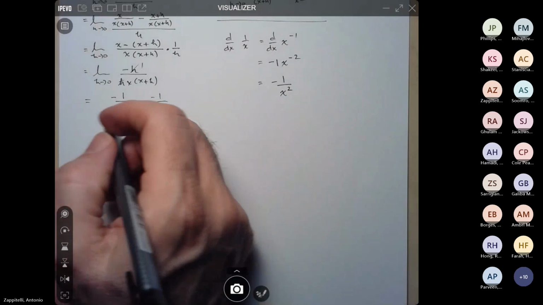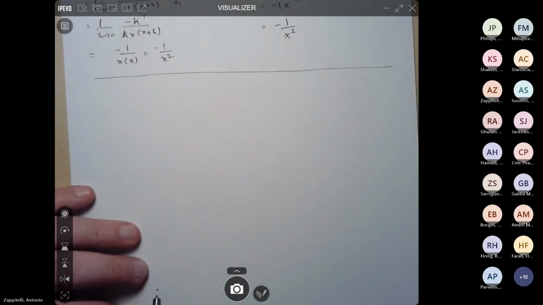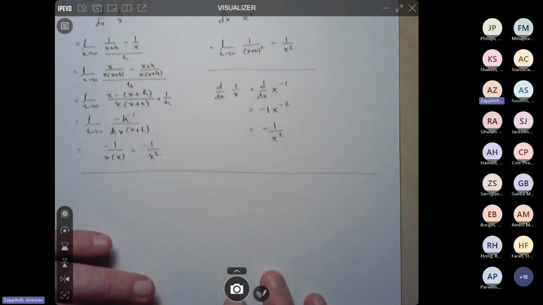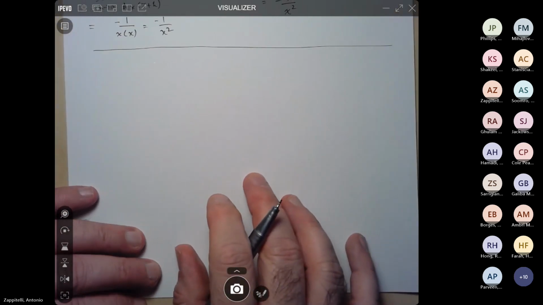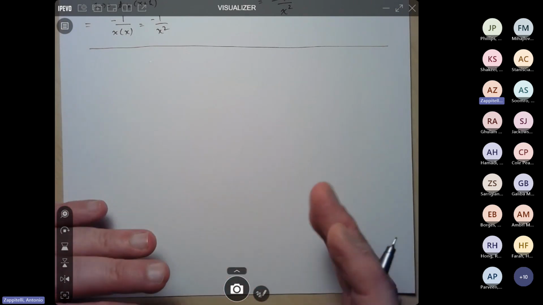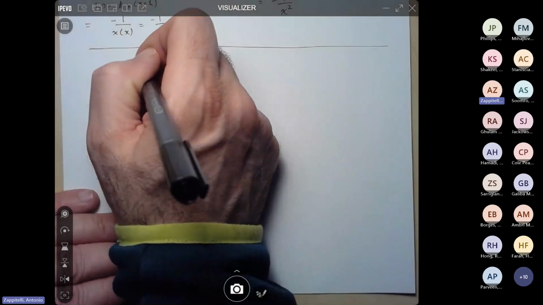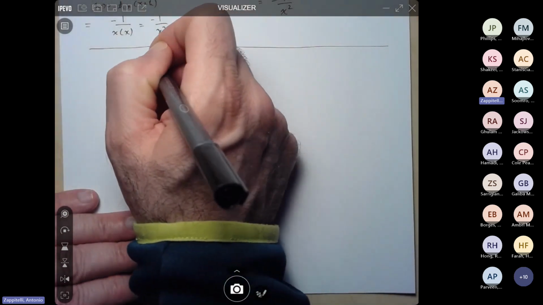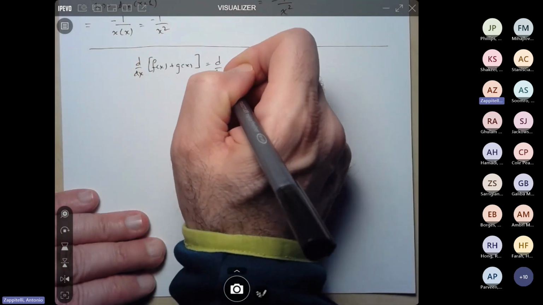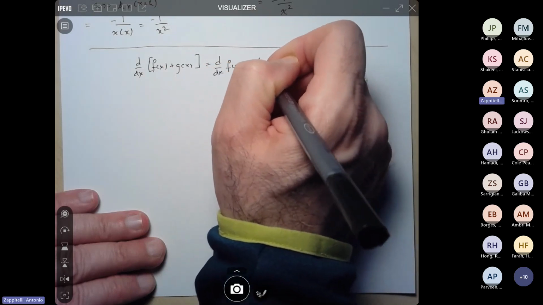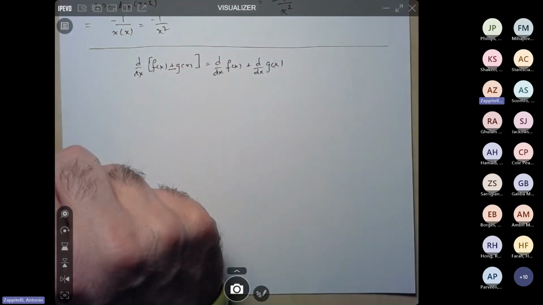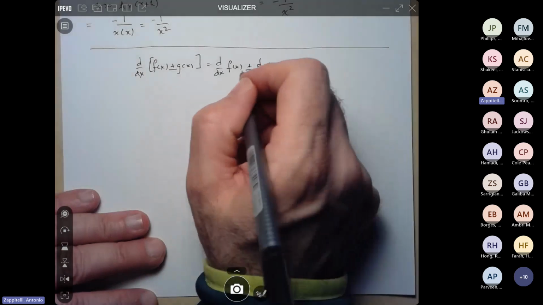So, any questions on that? No? Okay. So, one thing you may have noticed is here I'm talking about the derivatives of sums. So I know that the derivative of f at x plus g of x is the sum of the individual derivatives. Okay, that's great.